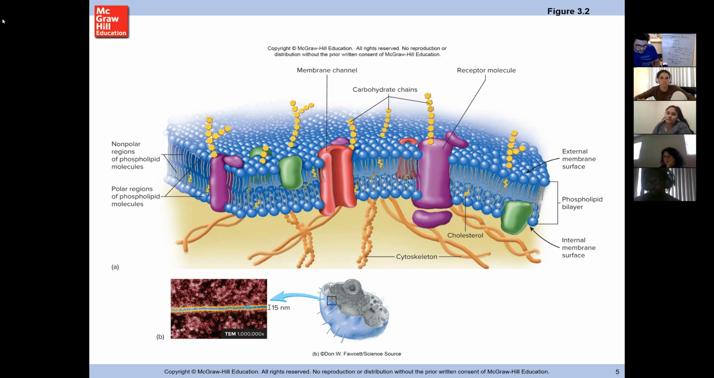With macromolecules, you should know their monomers or their building blocks. So remember we talked about, there's that big table in chapter 2. Actually, I'll pull that up really quick.